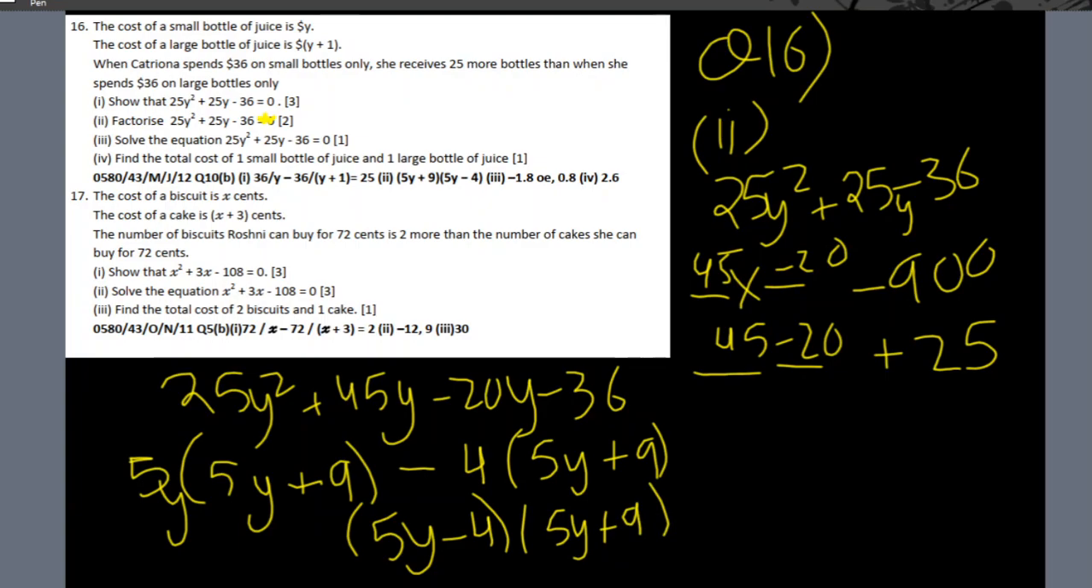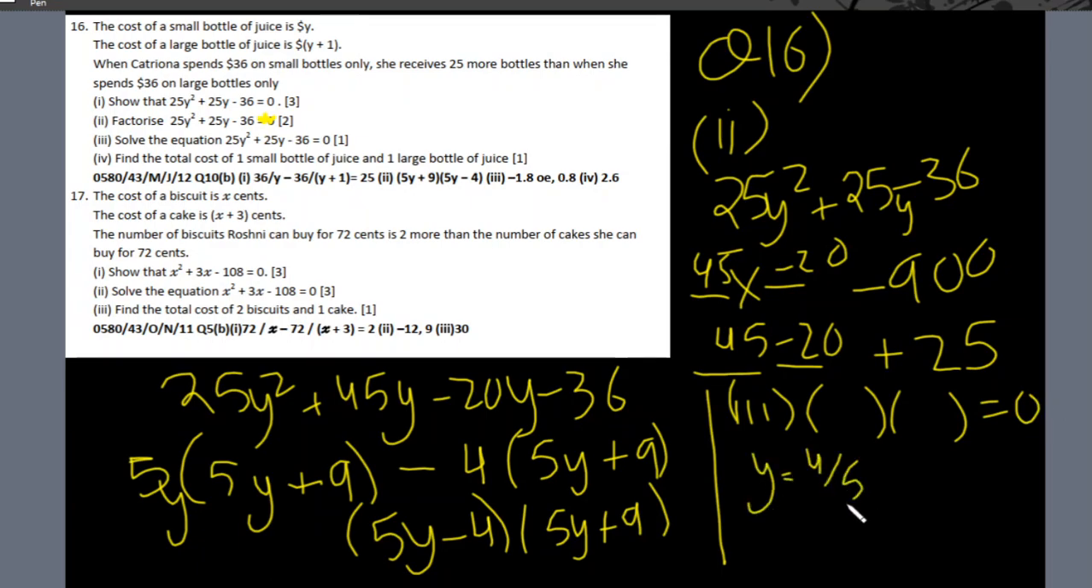Then we have to solve this equation after factorizing it. So the next, this was part 2, part 3. The answer for part 3 will be equate these brackets to 0. So we'll get y equals 4 over 5 and y equals minus 9 over 5. This is the answer for part 3.